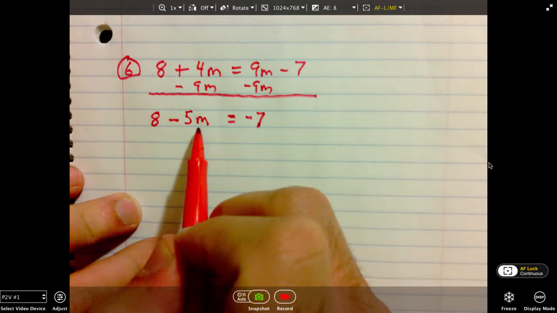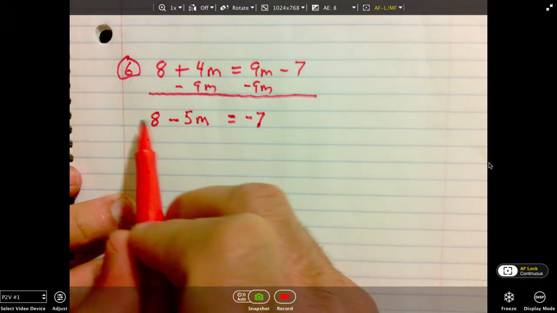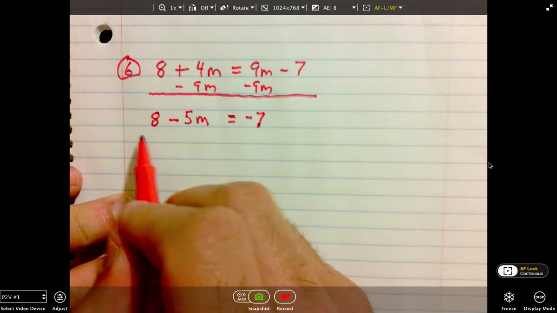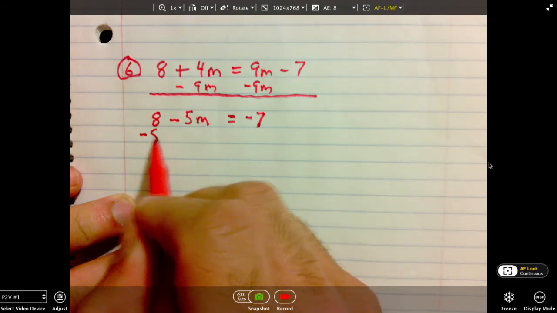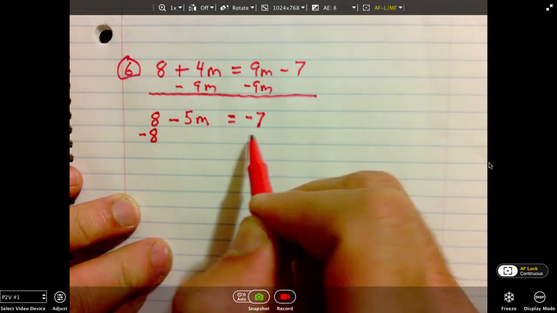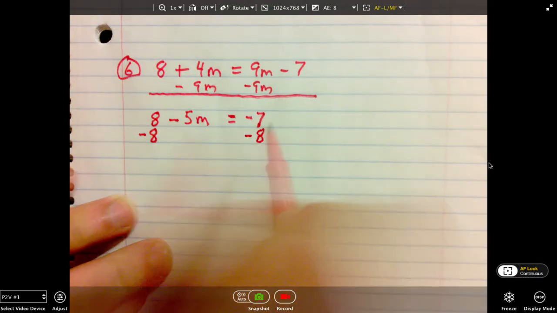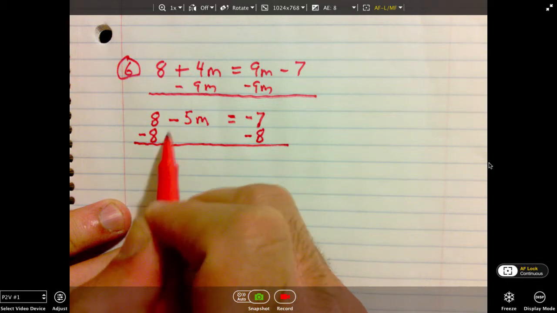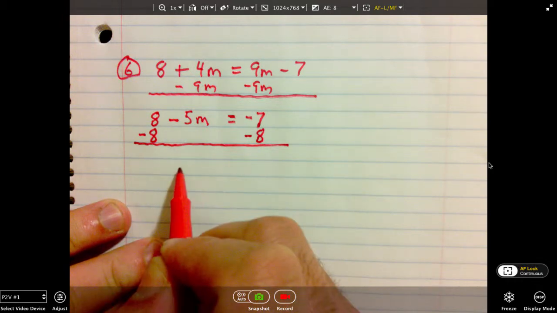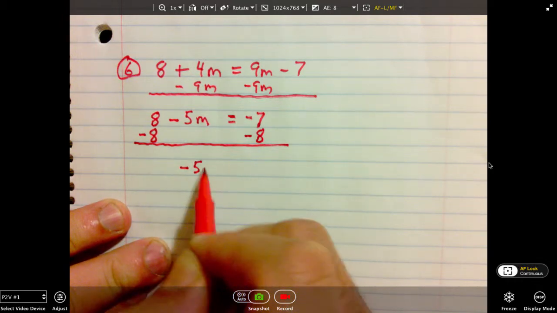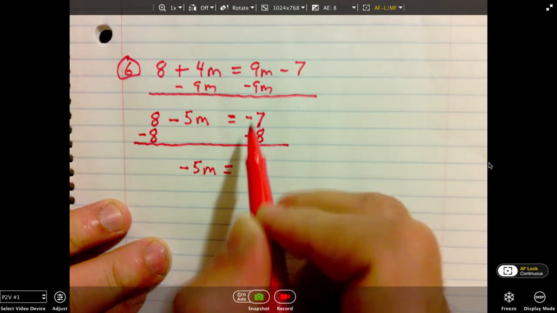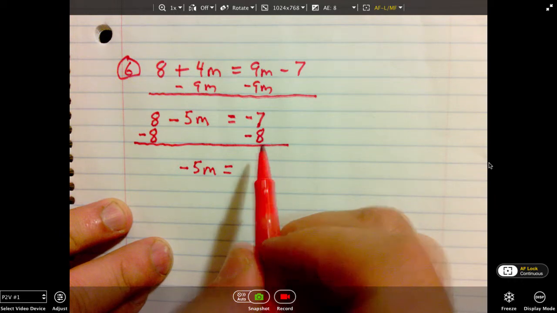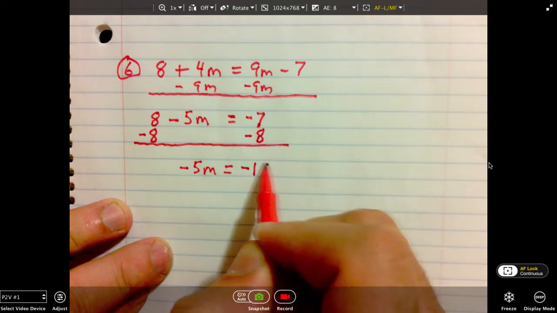Again, our goal is to get m by itself. We will deal with the constant term first. In this case, it's a plus 8. We will eliminate that by subtracting 8. Whatever we do to the left side, we must do to the right side. 8 subtracts 8, leaving minus 5m. In this context, we will make it a negative 5m. Negative 7 minus 8, using your calculator, yields a negative 15.